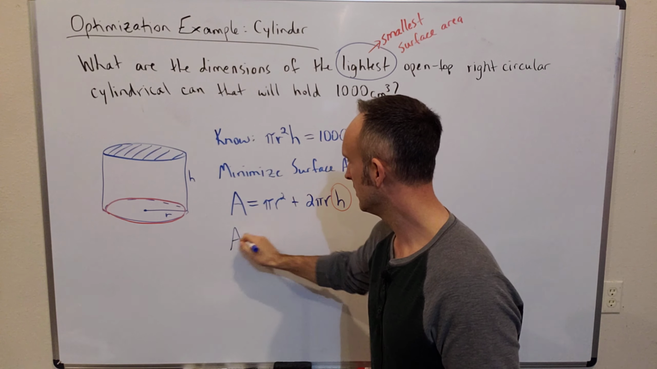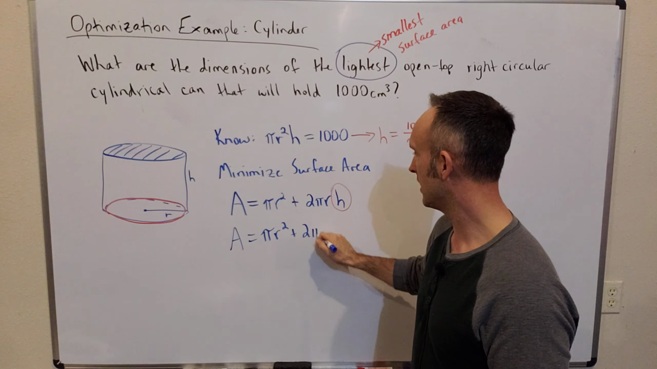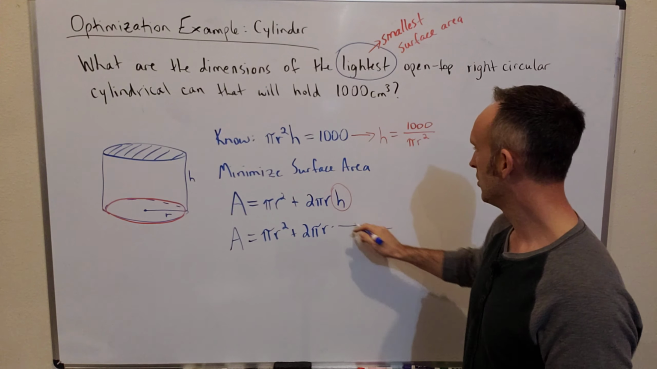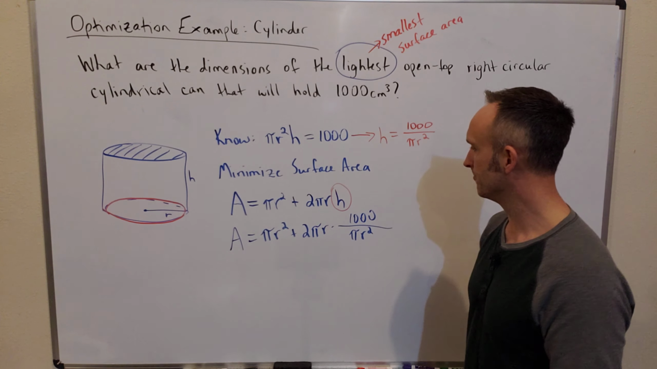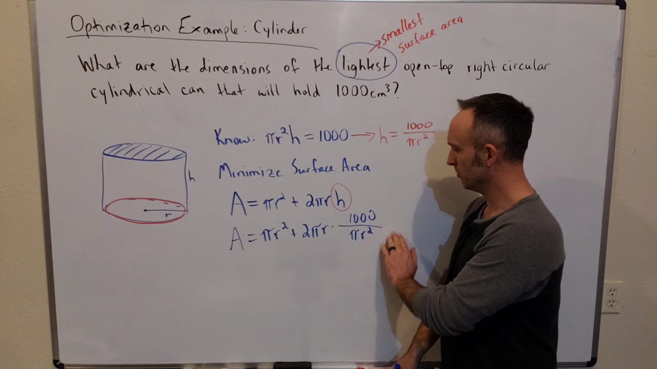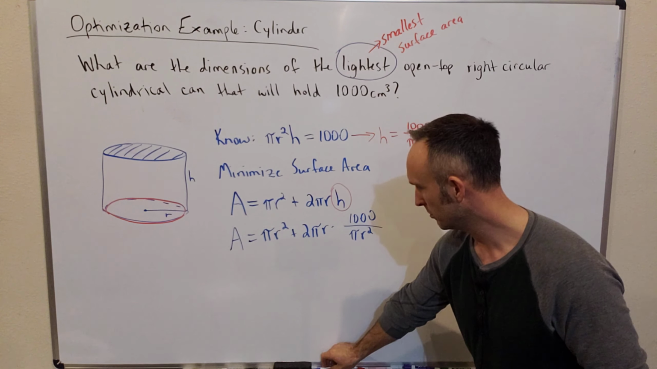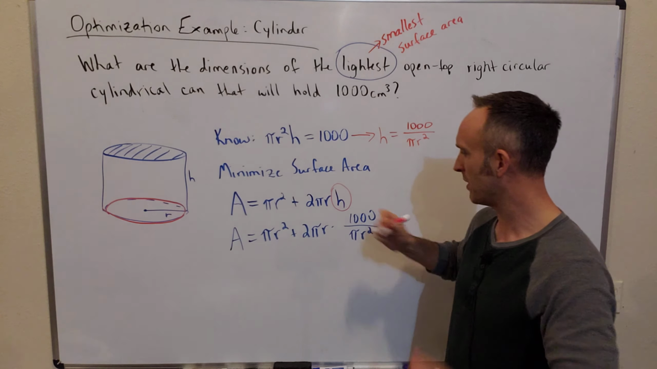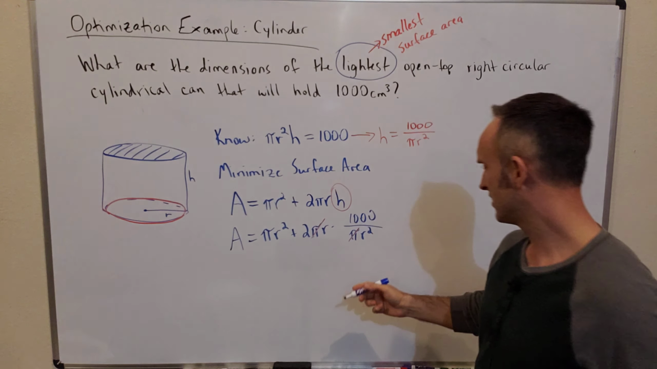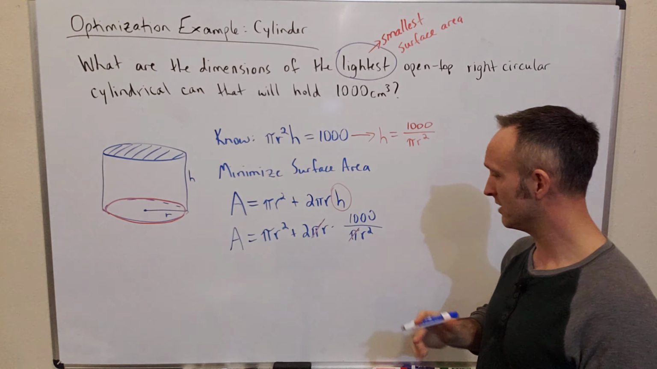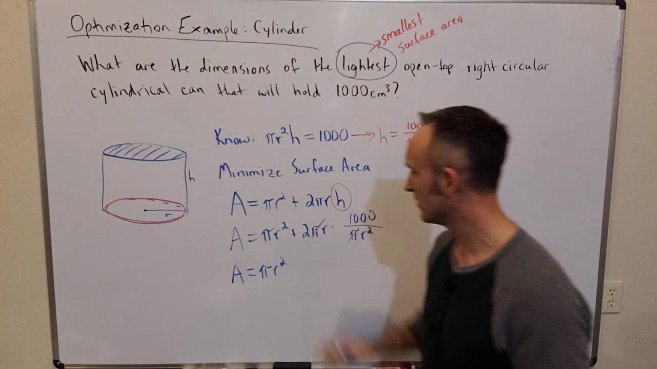So A equals pi r squared plus 2 pi r times 1,000 over pi r squared. Then I'm going to simplify this a little bit, clean it up, and then we'll move on to the derivative. So when I'm looking at the product here, I can see that the pi's will cancel. And then I just get, and I know I'm going to differentiate, right? So what I'm going to do is simplify it, but I'm also going to rewrite it so that it's easy to differentiate.